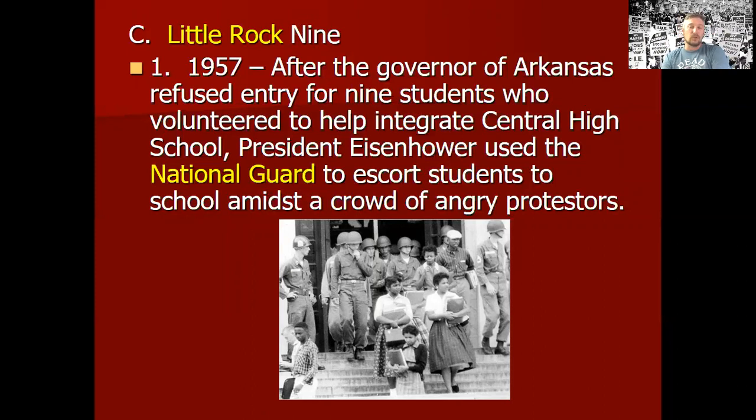1957, the case of the Little Rock Nine, the governor of Arkansas refused entry to 9 African-American students who had registered with the school. President Eisenhower of the federal government is going to have to step in and basically allow these students to go to school. Eisenhower will federalize the National Guard in Arkansas and will escort these brave students into Little Rock High School.